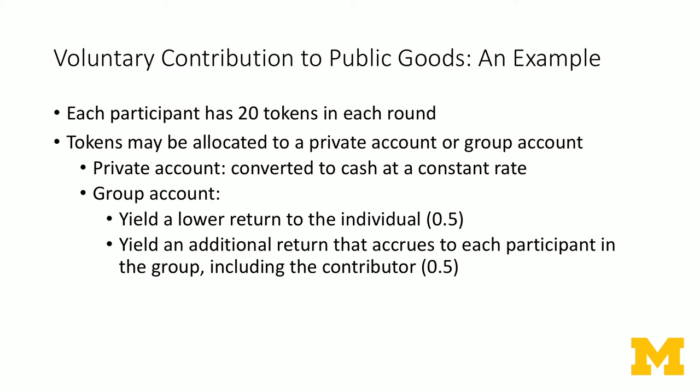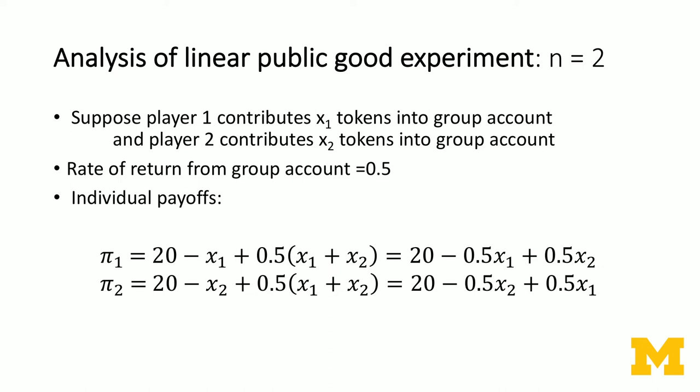So let's do a simplified analysis with only two people, and then we'll increase it to more than two people. With only two players, let's say player one contributes X1 tokens or X1 dollars to the group account, and player two contributes X2 tokens. The rate of return from the group account is 0.5. So what is your payoff? Let's say you're player one. Your payoff, pi one, is going to be 20 minus X1, so that's what remains in your private account, plus 0.5, the rate of return, times the total amount in the group account, which is X1 plus X2.